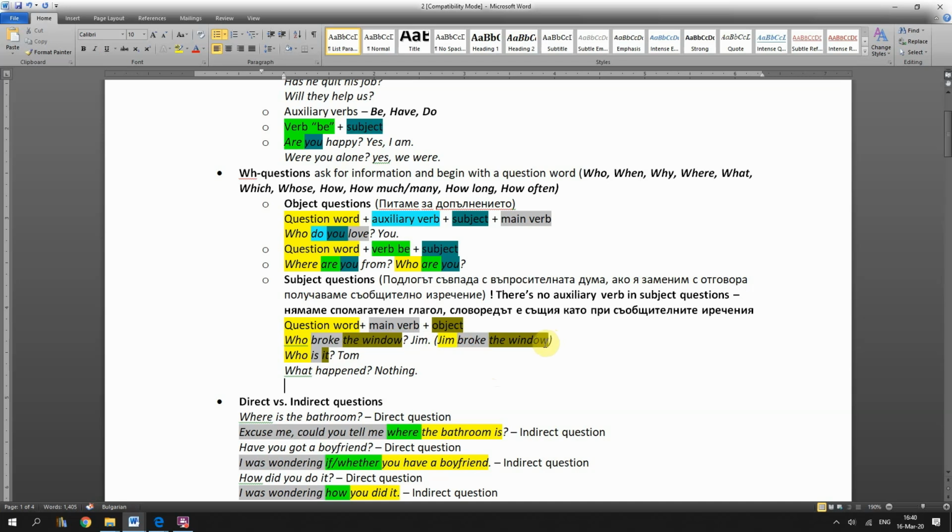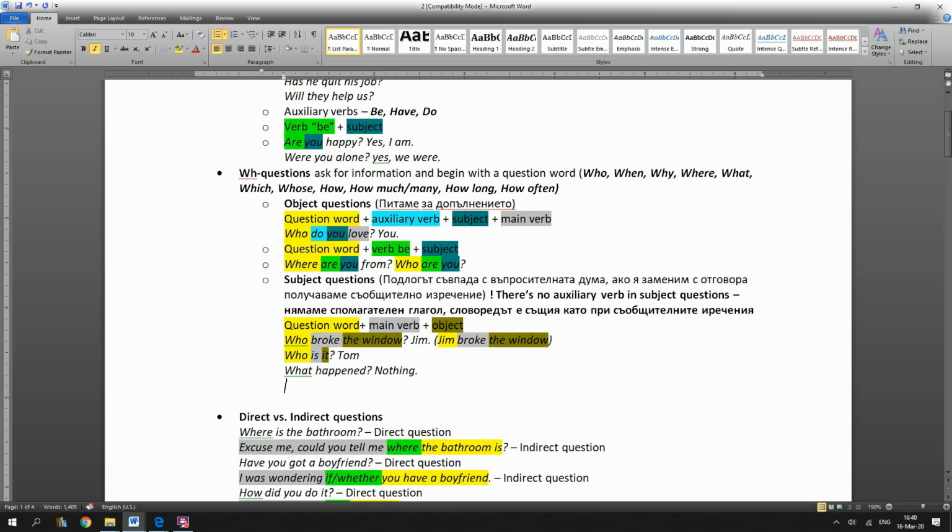You have to remember several things about subject questions. First of all, there is no auxiliary verb in subject questions. I don't have who did break the window. This is wrong. Which means that if you have a sentence in the past, the verb will be in the past, not in the infinitive. I can say, what did Jim do?